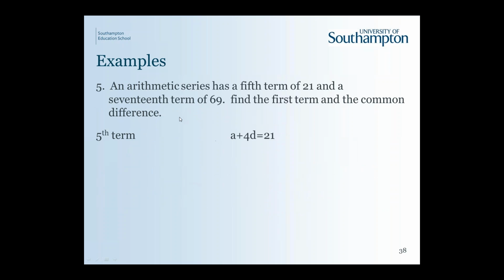This is the common sort of question they're asked. They're given that an arithmetic series has 5th term 21, 17th term 69. So write out what you know. You know that the 5th term is a plus (n minus 1)d, so a plus 4d, which is 21. And you know the 17th term is going to be a plus 16d, 69. Solve them simultaneously. You can find a and d.